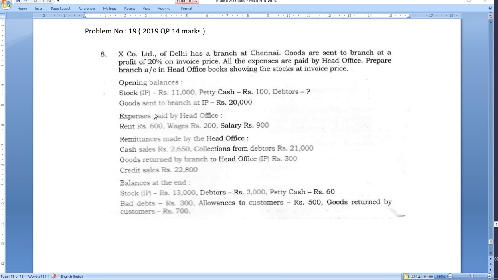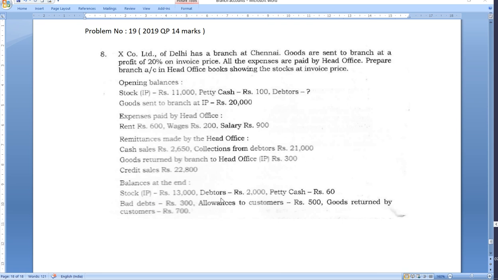Goods returned by branch to head office at invoice price 300 is again on the credit side of the branch account. They have given the credit sales, which will be recorded under the debit side of the memorandum debtors account. Next, balances at end: stock at invoice price is given as 13,000.